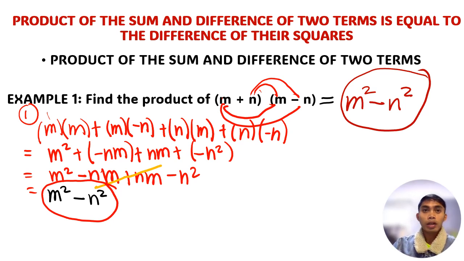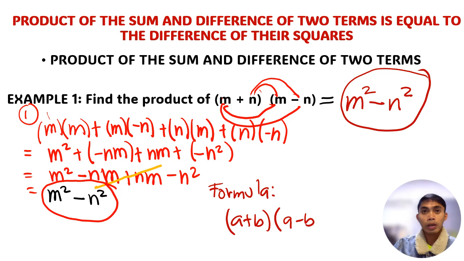from the given formula, right? So the given formula, again as a review, is simply a plus b times a minus b is equal to a squared minus b squared.